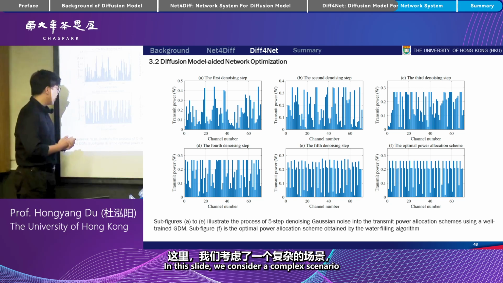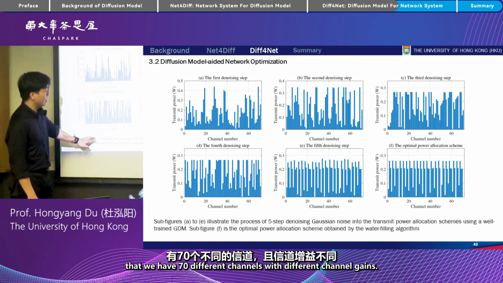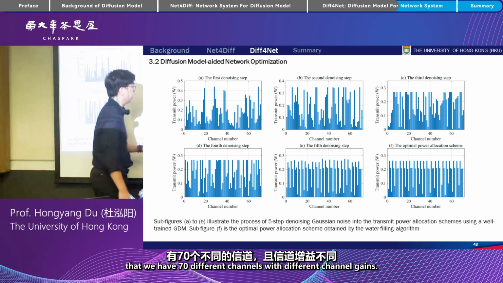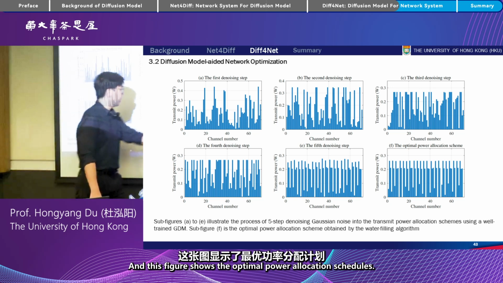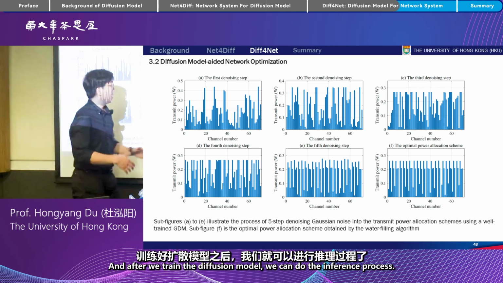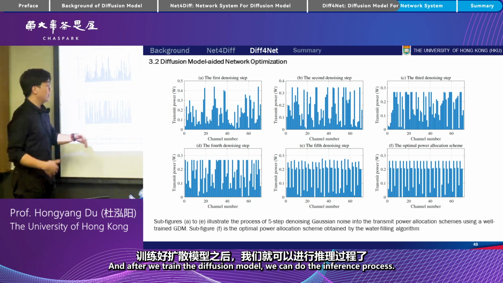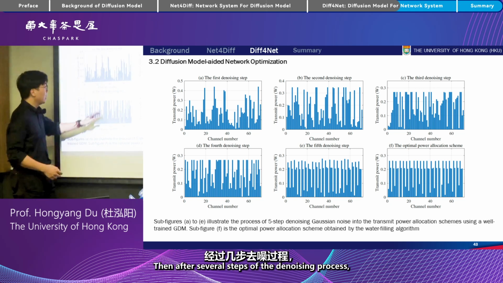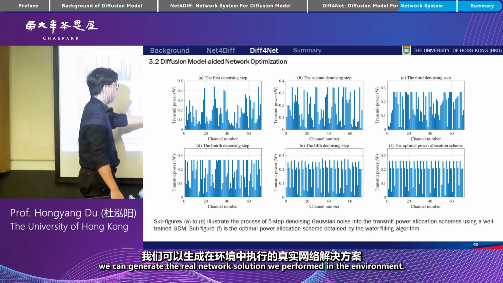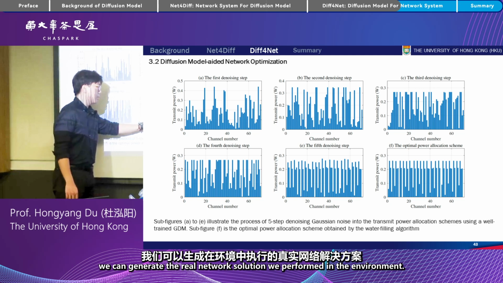In this slide, we consider a complex scenario with 70 different channels with different channel gains. And this figure shows the optimal power allocation schedules. After we train the diffusion model, we can do the inference process. And after several steps of the denoising process, we can generate the real network solution we performed in the environment.